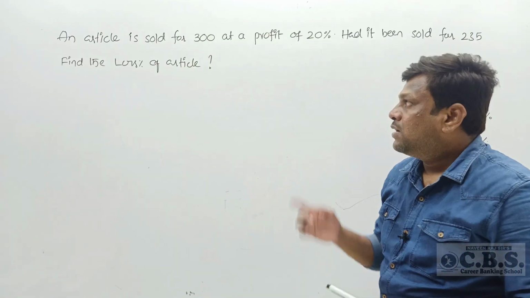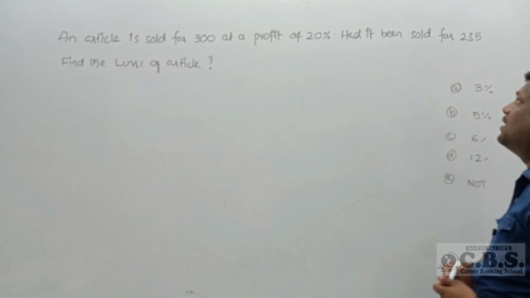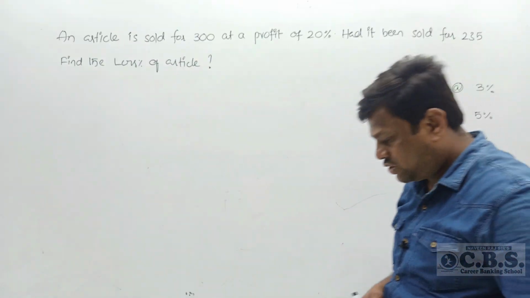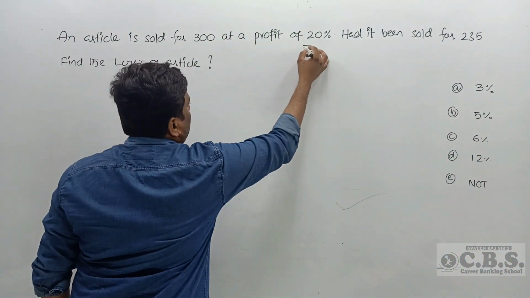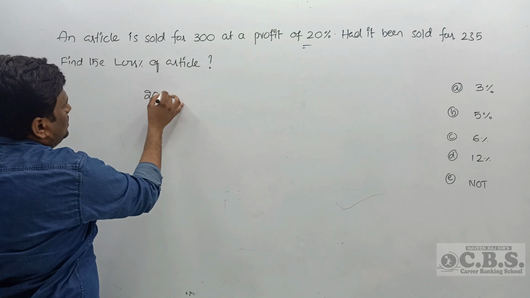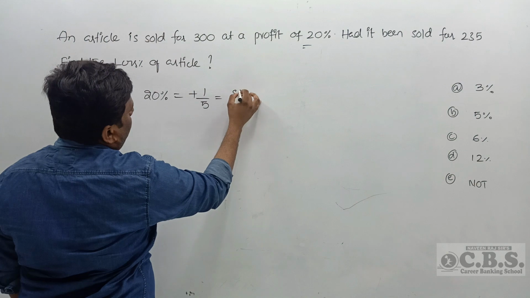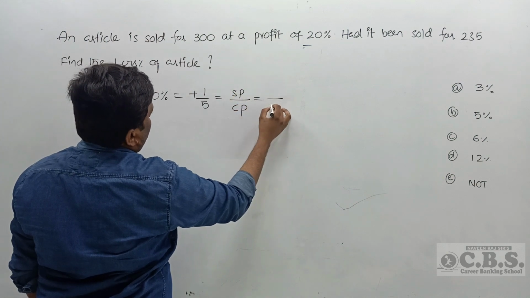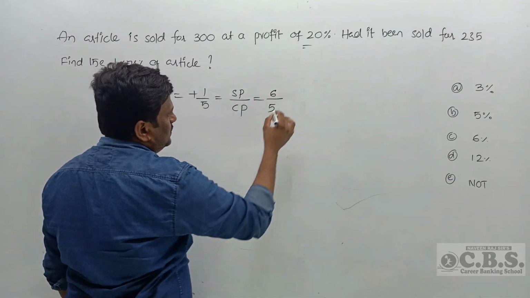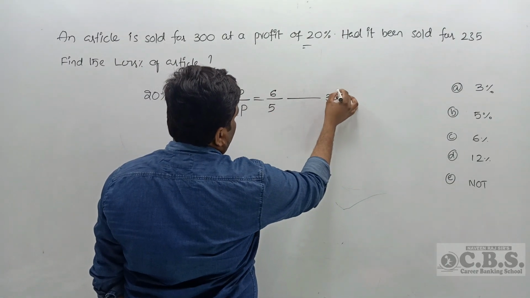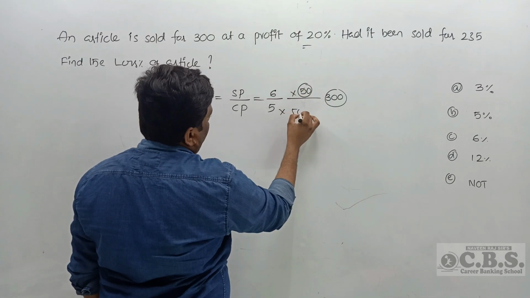CP of an article. Next question: an article is sold for 300 rupees at a profit of 20%. Had it been sold for 235, find the loss percent of the article. So here also the quantifier is already given. 20% is the quantifier. Profit means plus 1 by 5. Selling price upon cost price is 6 to 5. The profit is 1 rupee. So our selling price is 6 parts. Now 6 parts is 300 rupees. How many times is it? 50 times. Therefore 5 into 50.